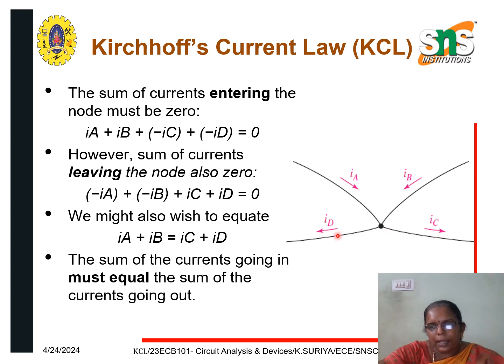So these two currents IC and ID can be mentioned as minus IC and minus ID because they are leaving the node. So we can write IA plus IB is equal to IC plus ID, or we can write it as IA plus IB minus IC minus ID is equal to 0. However, the sum of the currents leaving the node is also 0. So when you write in another way, you can write it as minus IA minus IB plus IC plus ID is equal to 0 as shown in this equation. So you can write in both the ways. So as I said earlier, IA plus IB is equal to IC plus ID. So sum of the currents going in must equal the sum of the currents going out.